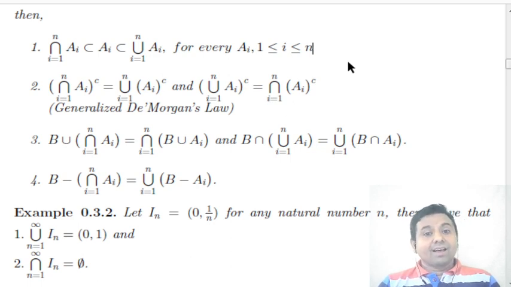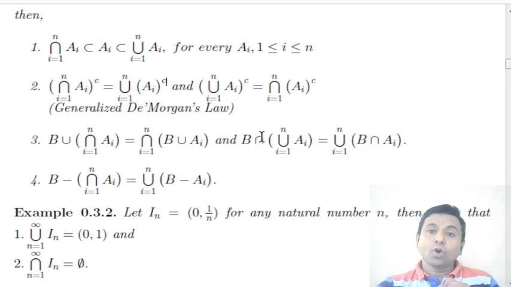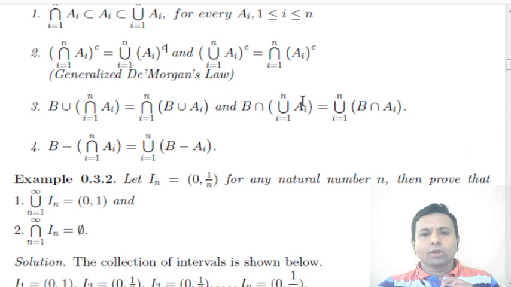Same thing, we have a De Morgan law for two sets: (A intersection B) whole complement equals A complement union B complement. What can you say about the generalization? The complement of the intersection of Ai, i running from 1 to n, is the same as the union of the Ai complements, and the complement of the union of Ai equals the intersection of the Ai complements. This is known as the generalized De Morgan's law.